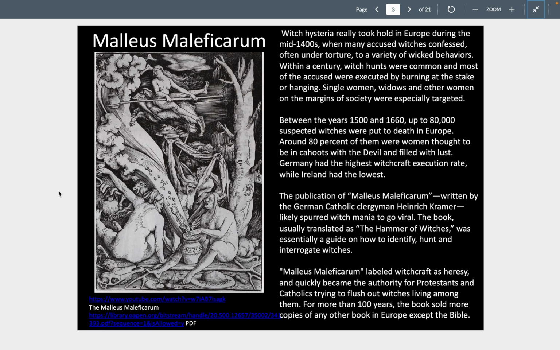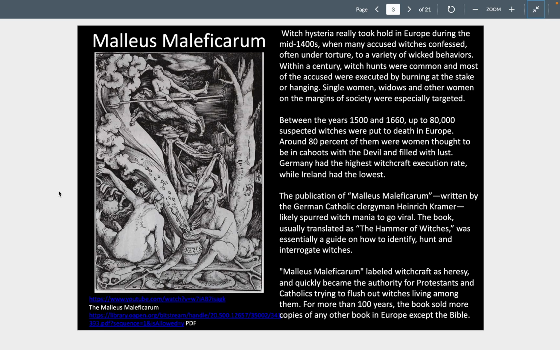So the book translates into The Hammer of the Witches and was essentially a guide to identify, hunt, and interrogate witches. So the book is labeling witchcraft as heresy and quickly became the authority for Protestants and Catholics trying to flush witches out of living amongst them.